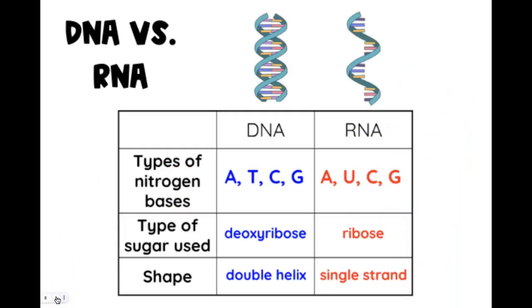So DNA versus RNA, let's do a little recap. The types of nitrogen bases in DNA is ATCG. In RNA, it's AUCG. The type of sugar used is deoxyribose, and in RNA, it's ribose. The shape of the DNA is double helix, while the shape of the RNA is a single strand.